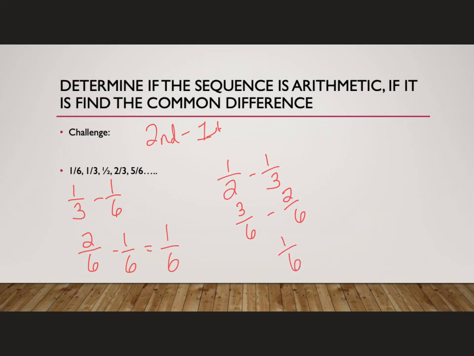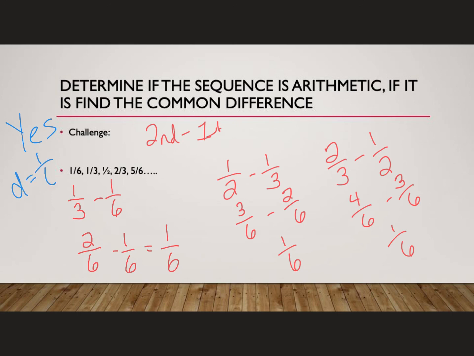I can do the same thing. I can do 2/3 minus 1/2. I can keep checking the numbers. So all I can do is take the next number and subtract the one before it. Once again, 6 is our common unit, so I have 4/6 minus 3/6, which gives me 1/6. So this is an arithmetic sequence, and my common difference, or D, is 1/6.